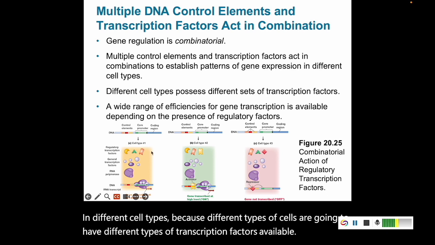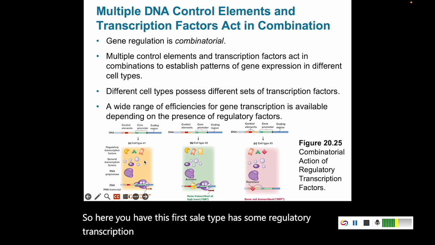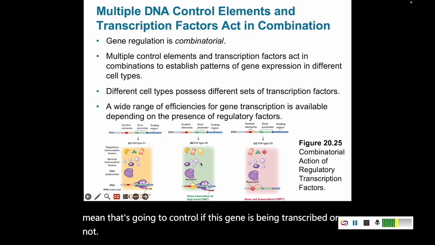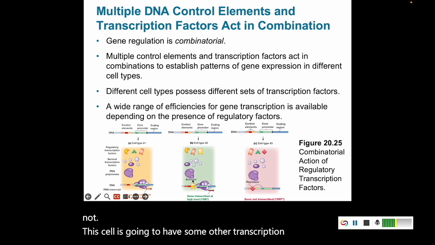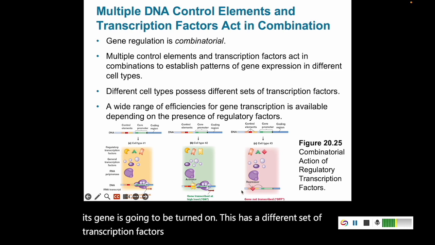So here you have this first cell type has some regulatory transcription factors. It has some general transcription factors, and that's going to control if this gene is being transcribed or not. This cell is going to have some other transcription factors where its gene is going to be turned on. This has a different set of transcription factors available, and its gene is not going to be transcribed. It's going to be turned off.